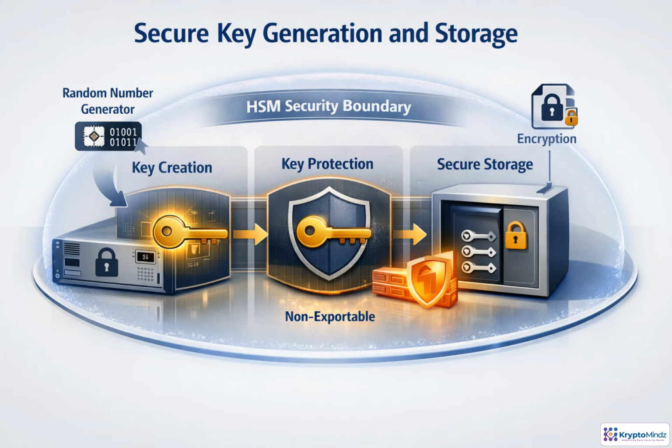When an application needs a key, it doesn't generate it itself. It sends a request to the HSM. The HSM uses a strong hardware random number generator to create the key inside its secure boundary. Then it applies policy: key size, algorithm, allowed operations, and whether the key is non-exportable. Finally, the key is stored and used only inside the HSM, so applications get cryptographic services without ever handling the raw key material.